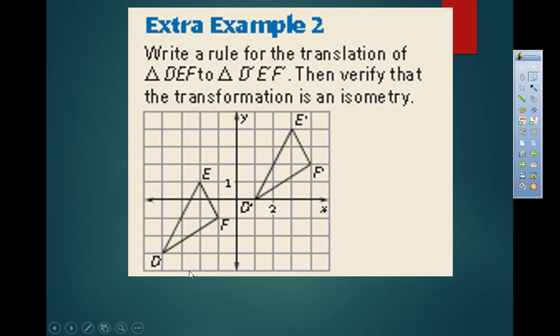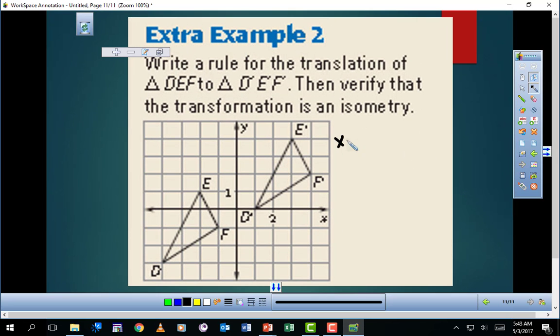Here's an example where you can try this. Again, you're trying to come up with x, y, and the rule you need to come up with is to figure out what happened. How do we describe the transformation? Or in this case, the translation. And then you could use any pair of points. You could use like E and E prime. You know, how does that work? I'll let you try that on your own. And so I'm going to move on.